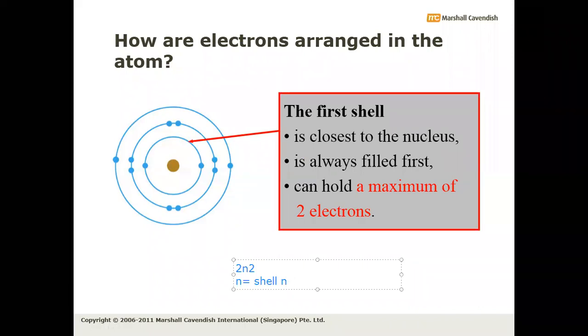So if we put 1 in place of n, you will have 2 into 1 square, which is just 2. That's why the first shell, which is closest to the nucleus, holds a maximum of 2 electrons. It cannot hold more than 2 according to the rule of filling shells, 2n square. This is the smallest shell, closest to the nucleus, and it can hold no more than 2 electrons.